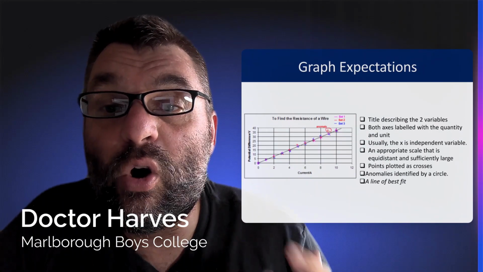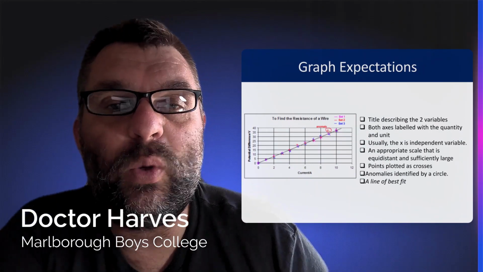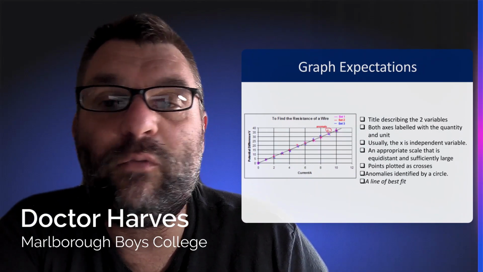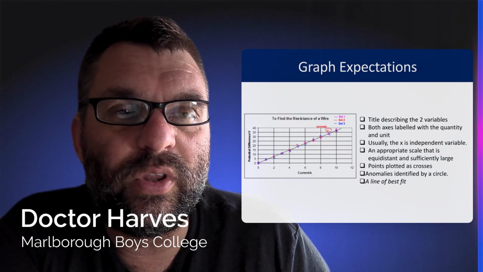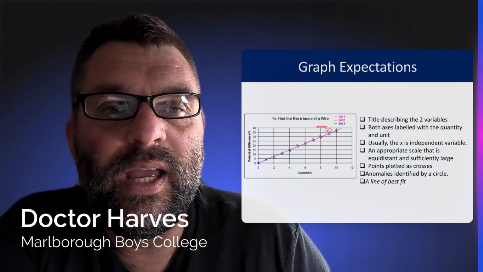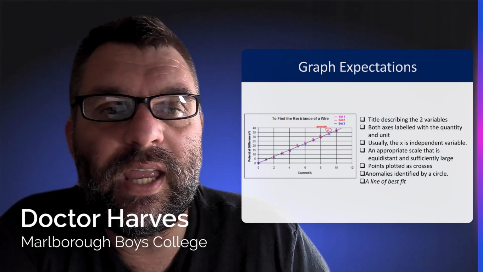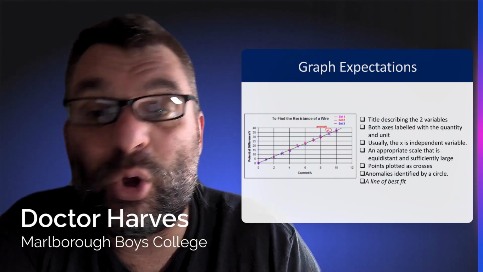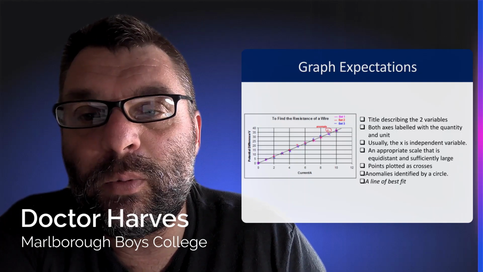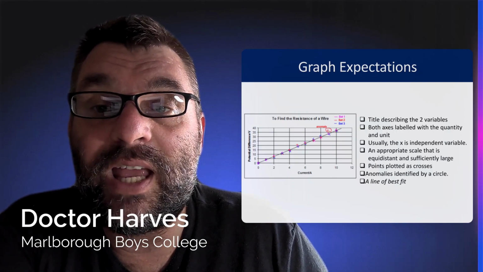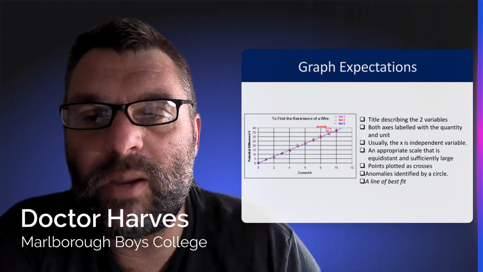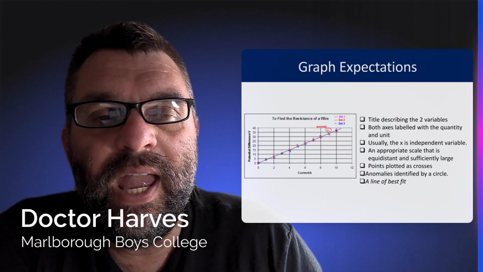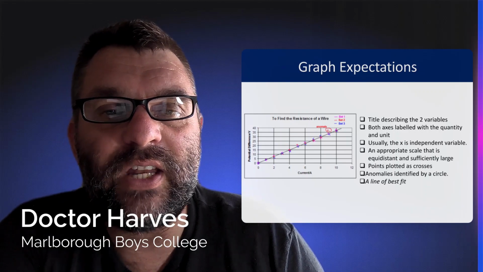In terms of the graph, we basically want a title for the graph describing the two variables, and both axes labeled with the quantity and the unit. Usually the x variable at the bottom of the graph is the independent variable, but that's not always the case; when one of the variables is time, it goes at the bottom. We also need an appropriate scale that is the same distance.